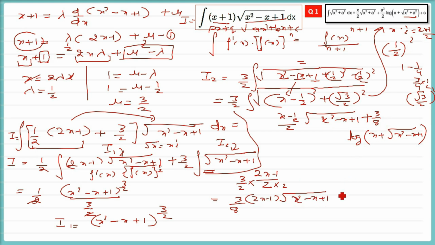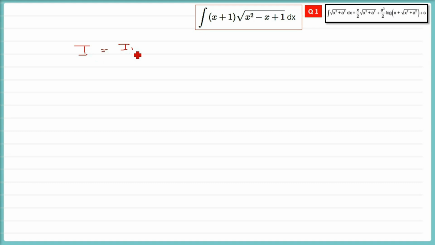Now coming to the second term of I2, 3 by 8 multiplied by 3 by 2 will be what? 9 by 16. Inside this we have log, and keep it like this only. In place of x, I'm writing x minus half because it is actually x in this case. And this under root x square plus a square will be x square minus x plus 1 only. Now this is I2. Now just add I1 and I2, you will get the final result. So this I will be equal to I1 plus I2.